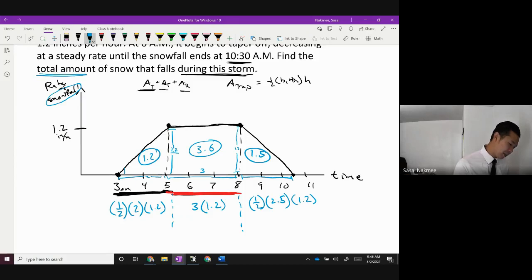Find the total. Now here's what my directions are saying. Find the total amount of snowfall during the snowstorm. Well, it's basically just how much snow fell between 3 and 5, how much snow fell between 5 and 8, and how much snow fell between 8 and 10. And if you just add those all up together, that's going to give you 1.2, 4.8, 5, 6.3. So if you add them all up, how much snowfall has fallen during the storm? I would say it's 6.3 inches of snow.